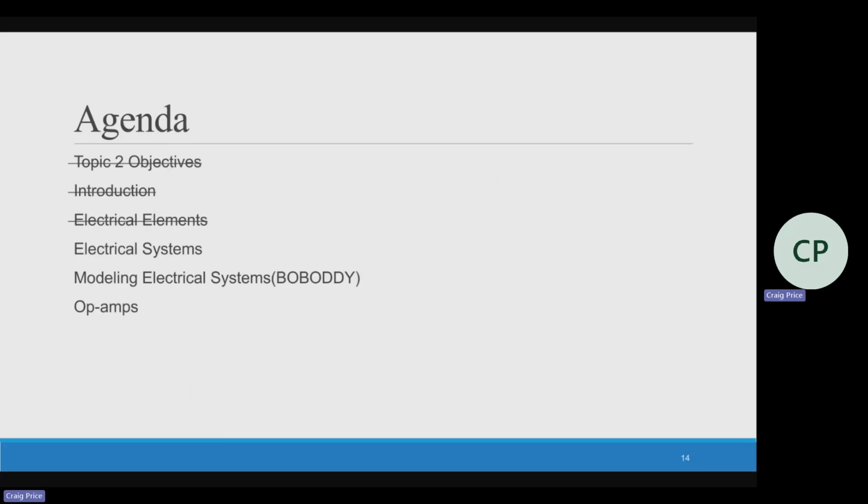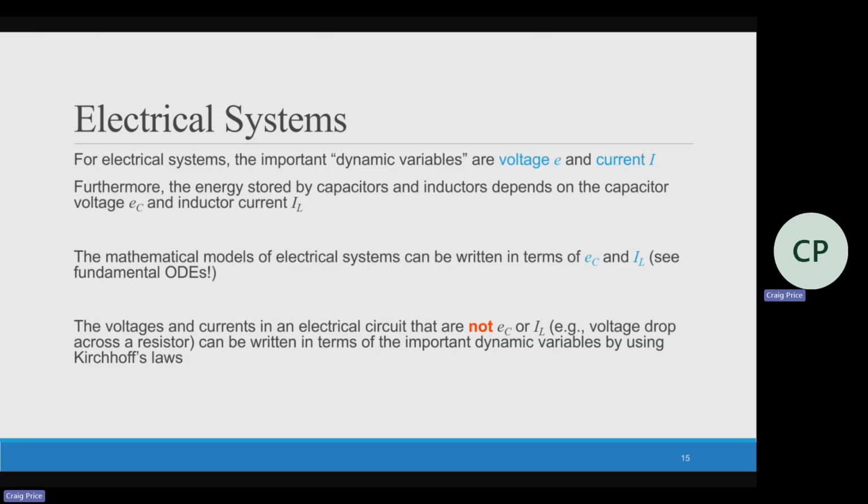All right, electrical systems. Okay, so we have our three equations, which are on the equation sheet. Now we're getting closer to what's our goal here? How do we use bond graphs? So for electrical systems, the important dynamic variables are voltage and current. And like we just saw with our capacitor and inductor, these are related to the energy storage. So it depends on capacitor voltage, and it depends on inductor current. The mathematical models of the electrical system should be written in terms of capacitor voltage and inductor current.